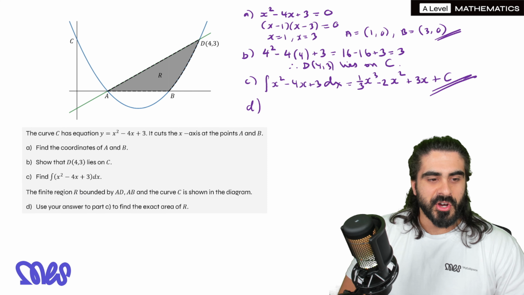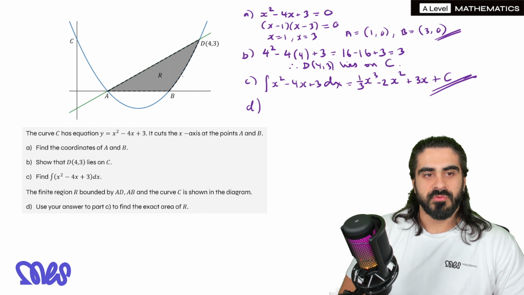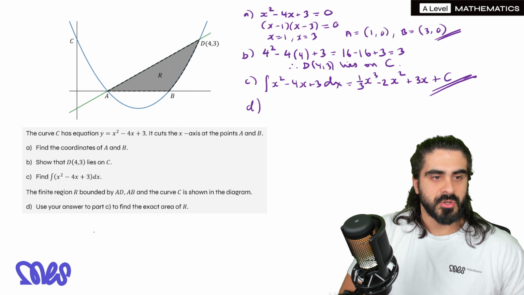The finite region R, bounded by AD, AB, and the curve C, is shown in the diagram. Use your answer to part C to find the exact area of R. Now, many students get this question wrong. They don't know exactly how to find this kind of strange area R. I'll show you some ways that would be quite difficult to do.